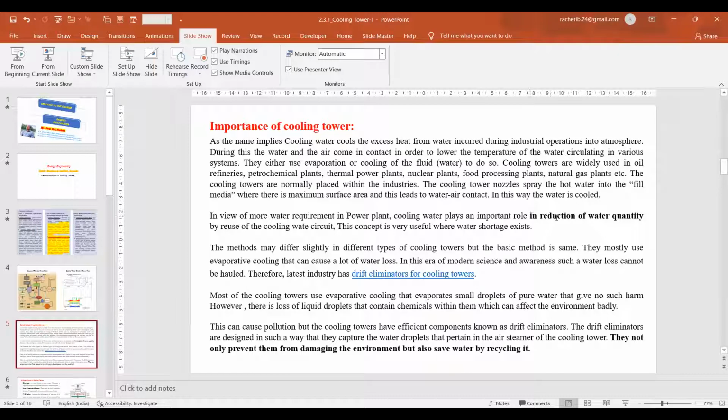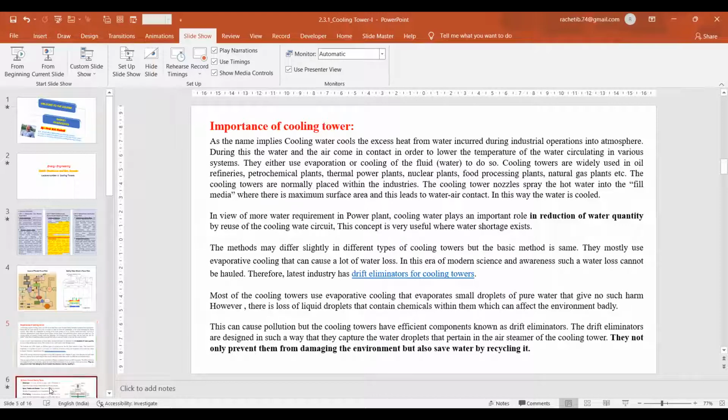Mainly, one is the reduction of water quantity, and also the environmental effect due to chemicals in the water droplets which flow along with the hot air into the atmosphere. They are also reduced by the use of drip eliminators.